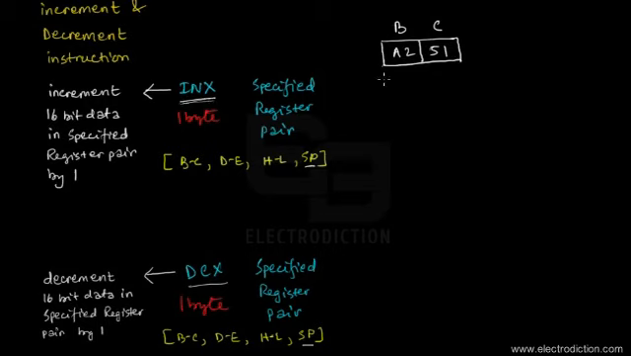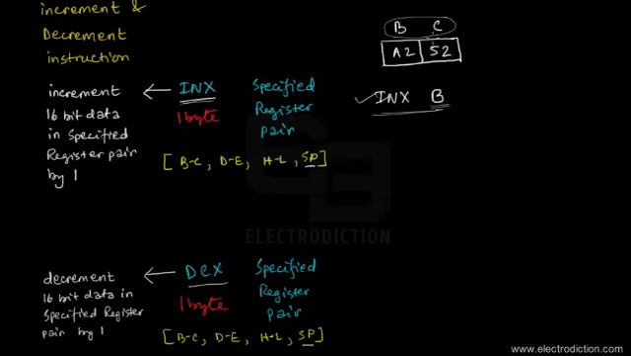Now we use the INX statement. We write INX and then B. Here B stands for the BC register pair. After this instruction is executed by the 8085 microprocessor, the data content in the BC register pair would increment by 1. So now the new 16-bit data in the BC register pair is A252, and earlier it was A251. Now you can understand the difference.